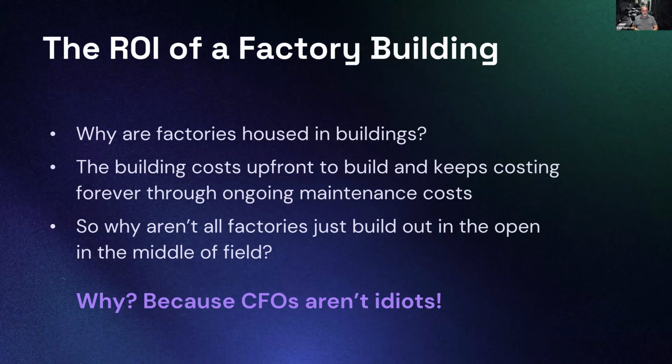So one of the examples I always use is this idea of what's the ROI of a factory building. Nobody calculates the ROI of a factory building. So why are factories housed in buildings to start with? The buildings cost money up front to build, and they keep costing you forever through maintenance cost. So why aren't all factories just built out in the open in the middle of a field? Because their ROI is negative. No matter how you calculate it, it's a negative value.